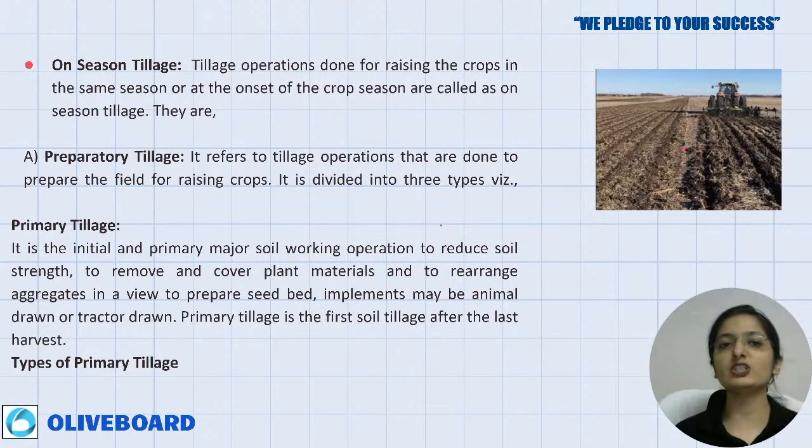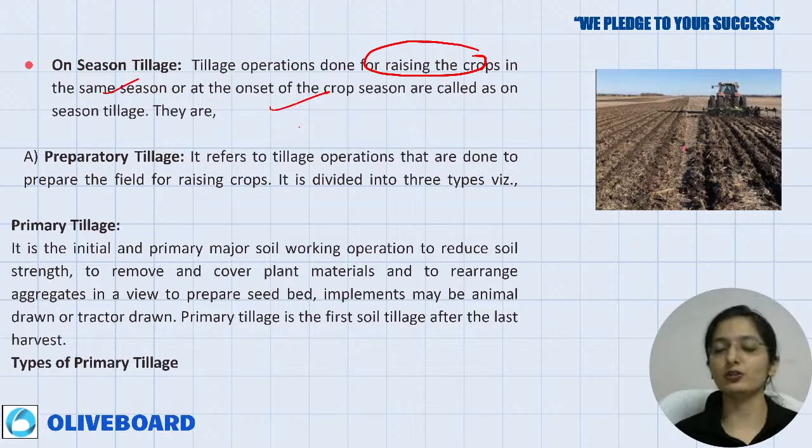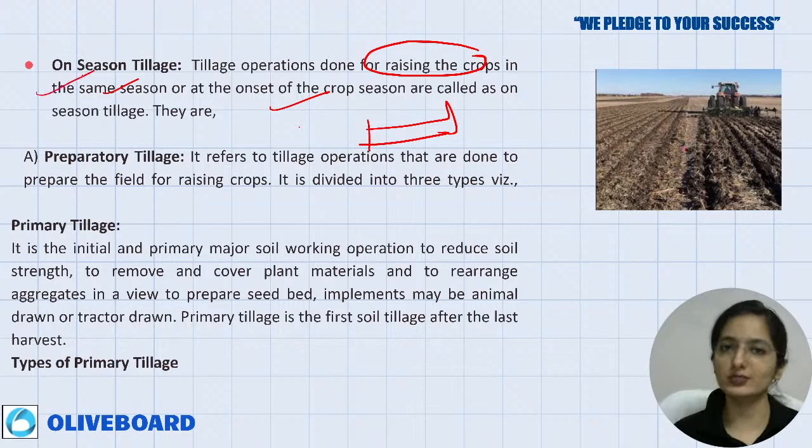On season tillage is basically tillage operations that are done for raising crops in the same season or at the onset of the crop season, as I talked to you about. You are doing those tillage operations during the cropping season itself, from harvest to sowing, like June, July, the duration itself during the cropping time. That is your on season tillage.